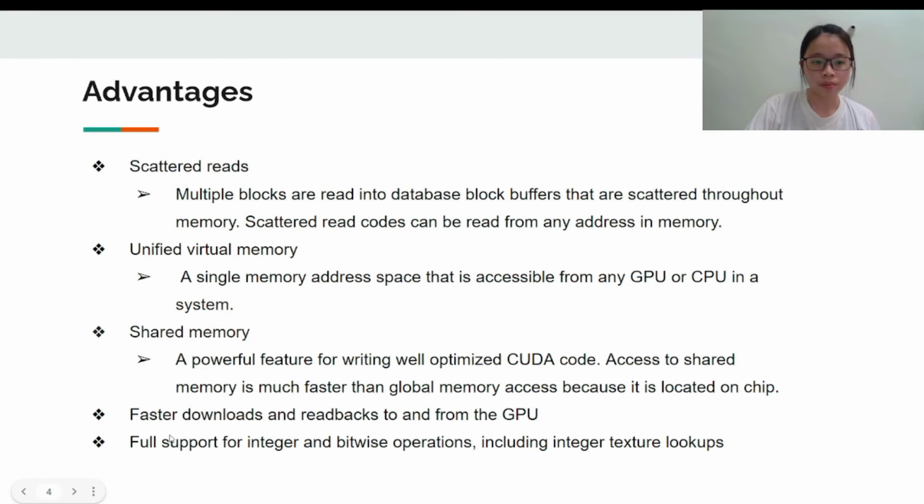Moreover, CUDA has the advantage of faster downloads and readbacks to and from the GPU. CUDA improves performance on downloads and reads. Therefore, it works well to the GPU and from the GPU. Last but not least, CUDA has full support for integer and bitwise operations, including integer texture lookups.